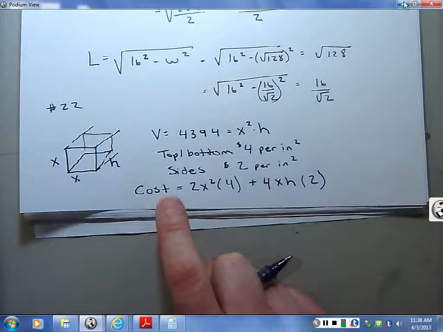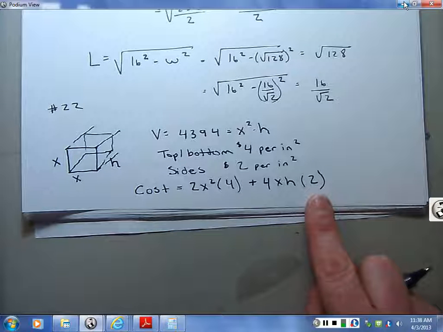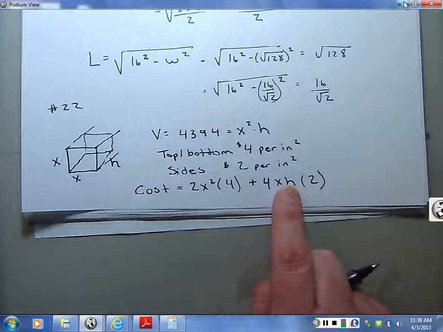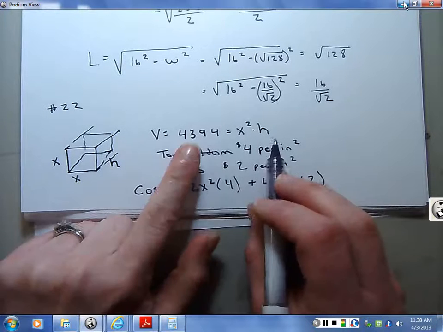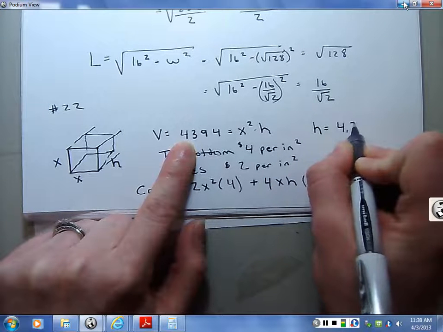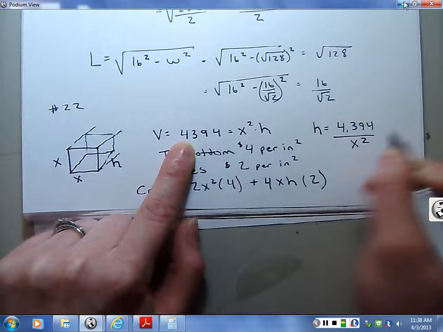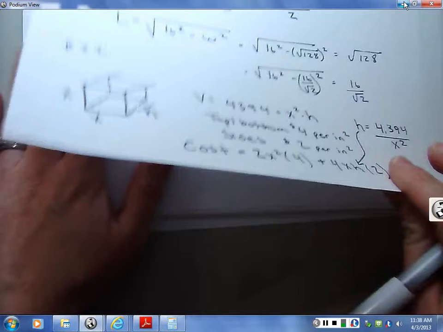Now that I have my cost function, this is the function I want to minimize, but I need to get it all in one variable, right? And it's mostly in one variable except this h. So I need to find a formula, or I already have it written down, that I can solve for h in terms of x, plug that in for h, and then differentiate and go from there. So here, if I solve for h, what do I have? So I have h as a function of x.